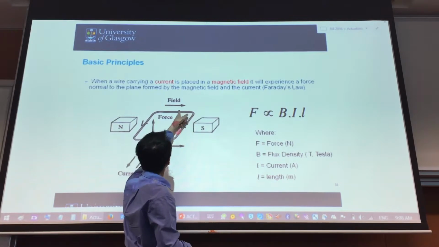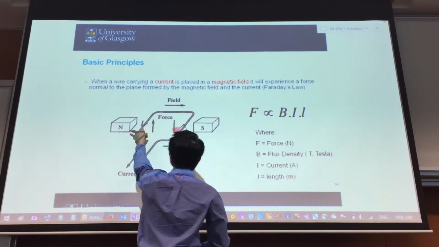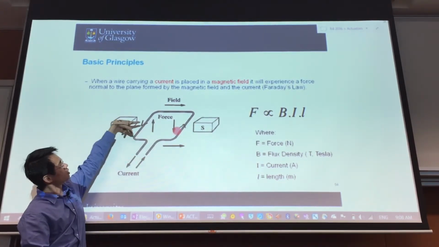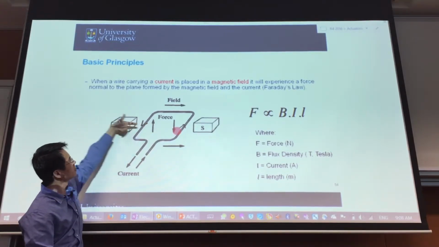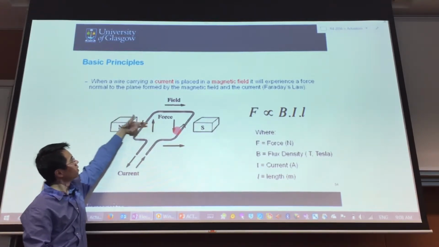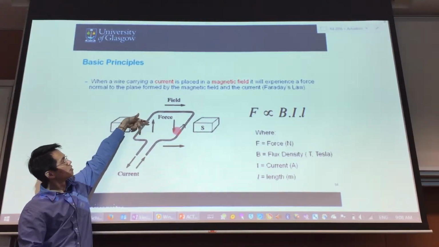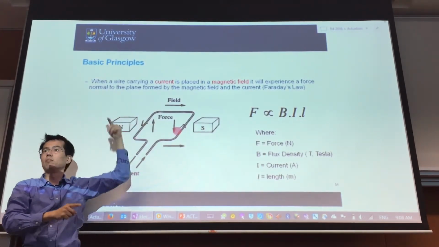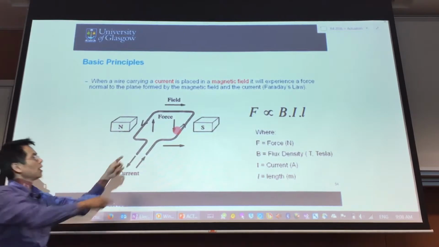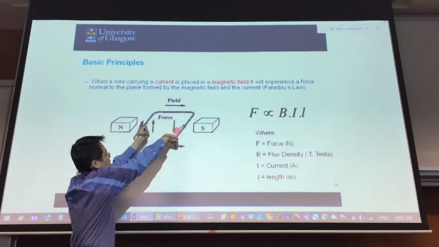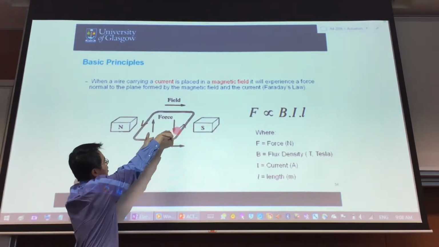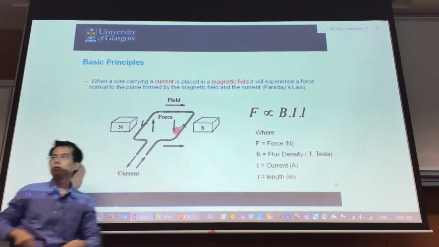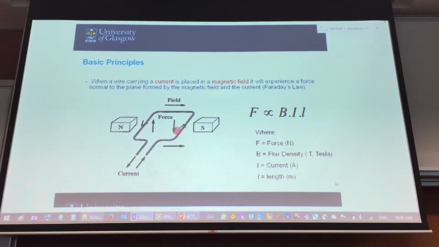Your current will flow to the other side, and over this side, the same thing. Your field is still going to be there, and your current is now pointing this way, so the force is pointing upward. With the force pointing downward on one side and upward on the other, you get the wireframe rotating.